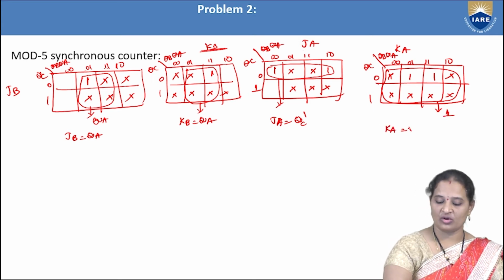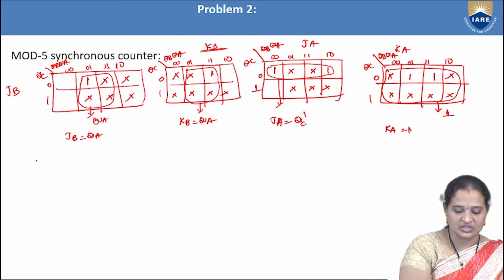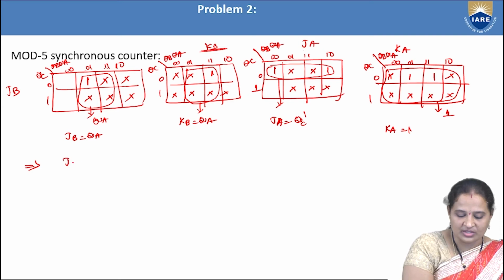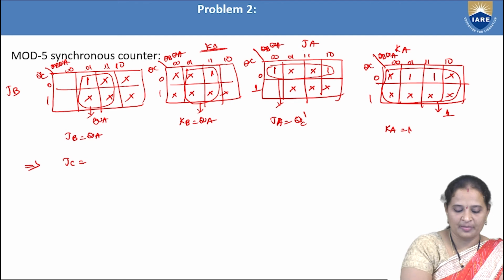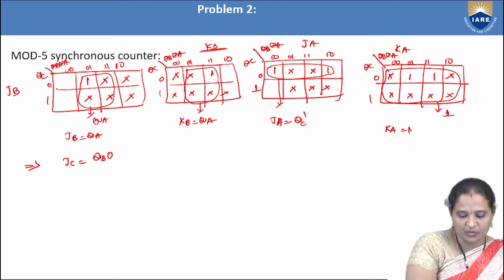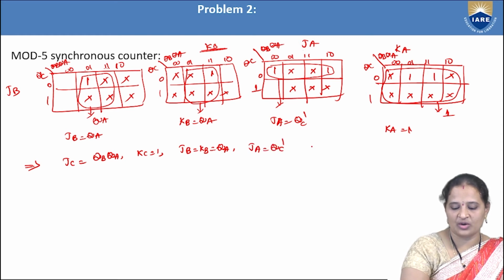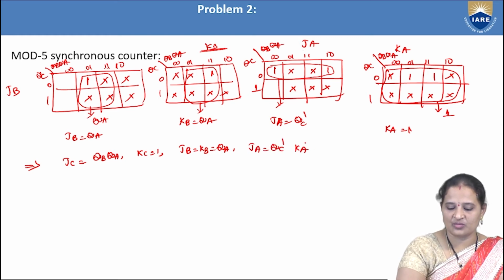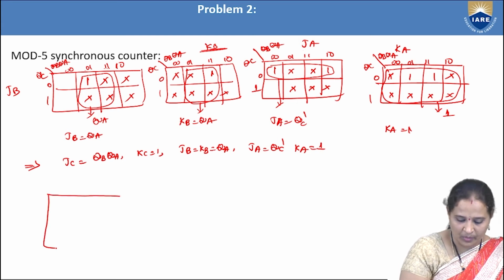So once we have got all the expressions, what we need to do? We need to derive the equation. So what are the equations we have got? JC is equal to QB QA and KC is equal to 1. Now JB is equal to KB is equal to QA, and then JA is equal to QC complement and KA is equal to 1. So now let us take the 3 flip-flops here.